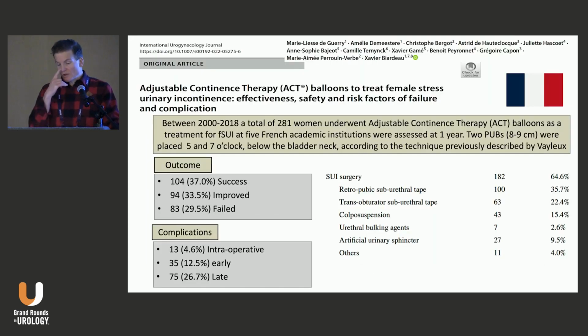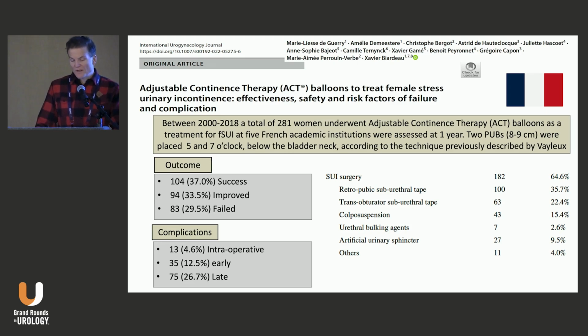So what does the data show? ACT is not new. ACT has been in Europe. Okay, to get any device approved in the US, you need at least 5 studies, 2 of which are in the US. And so this is the French data from 2000 to 2018. Okay, so this is some data that's pretty mature, people being followed all for at least 1 year.